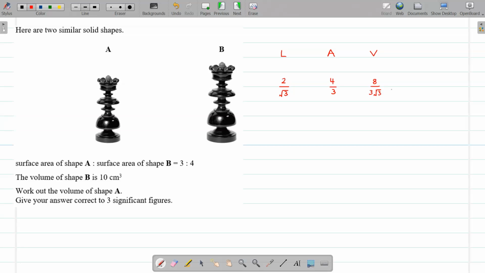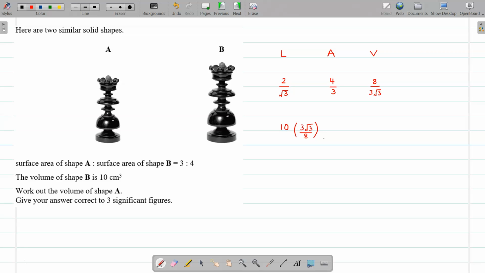Now, using that information, we're told that the volume of shape B is 10. So we know the volume of shape A is less. So what we're going to do is divide by this scale factor. So I'm going to take 10 centimeters and divide it by 8/3√3, which is the same as multiplying it by 3√3 over 8, just turning the fraction upside down. So that calculation will give me the volume of shape A.